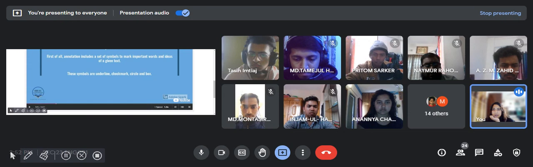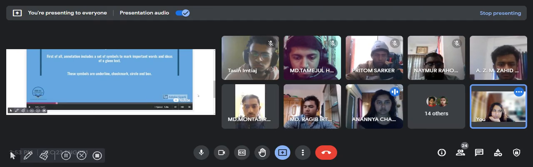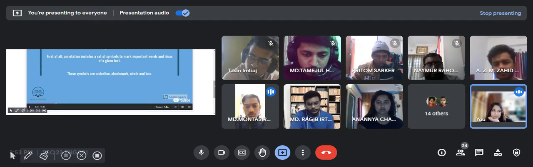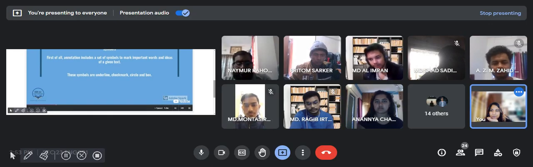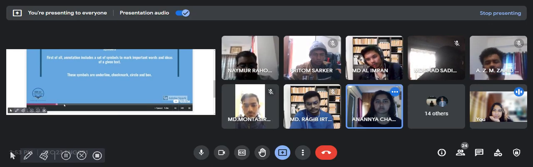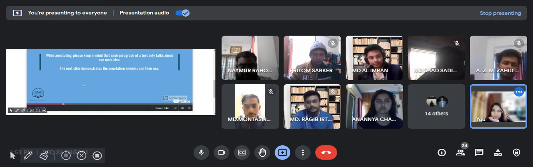So how many symbols are there, class? How many symbols are you supposed to use? 4 symbols. Exactly. You're supposed to use 4 symbols here, right? Underline, tick mark, circle, and box.